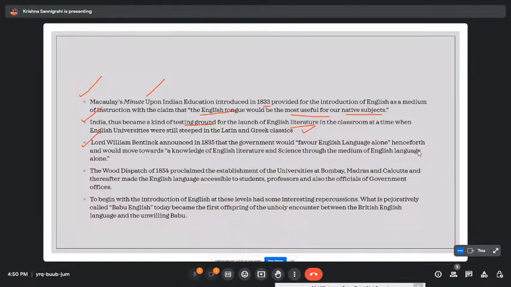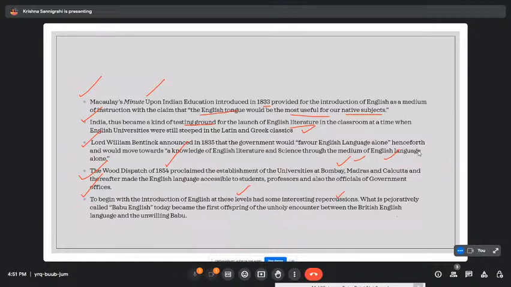Then the Wood's Dispatch of 1854 proclaimed the establishment of universities at Bombay, Madras and Calcutta, and thereafter made the English language accessible to students, professors and also officials of government. To begin with, the introduction of English at these levels had some interesting repercussions. What are repercussions? Repercussions are the reactions to these actions.